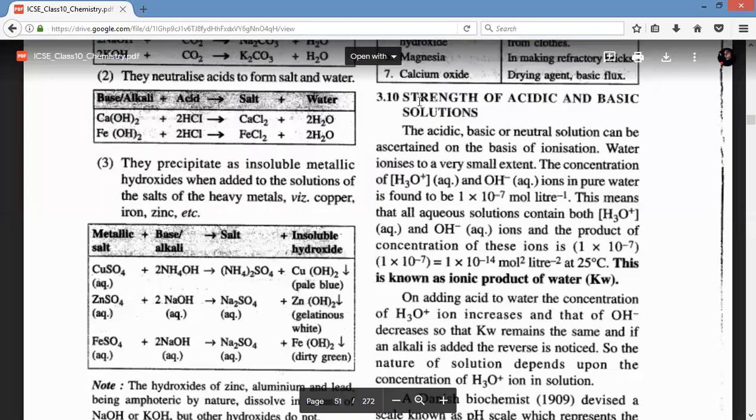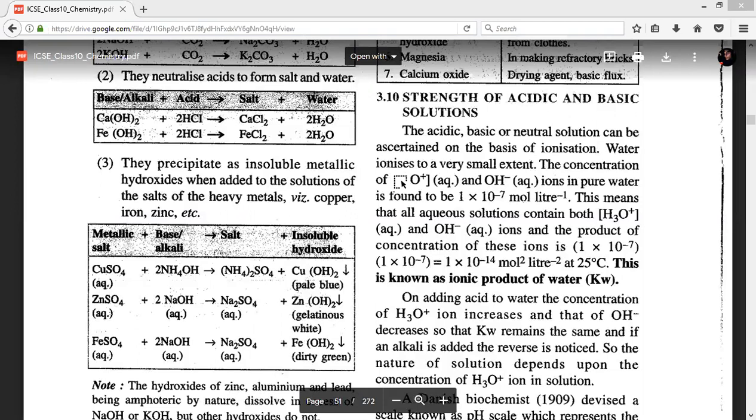Good morning, students. Let's start with the next topic, that is strength of acidic and basic solutions. As we have already done, the acidic and basic natures depend upon two factors: one is the hydronium ion and the second is the hydroxide ion. Here we have to check the ionization. Whether a solution is acidic, basic or neutral, different ionization results come in different solutions.